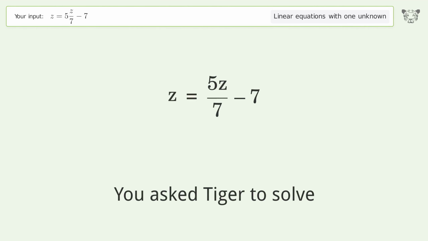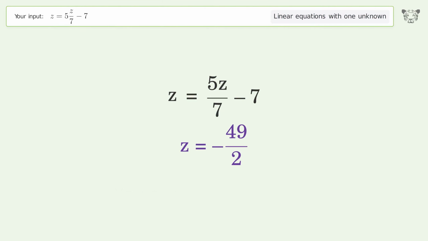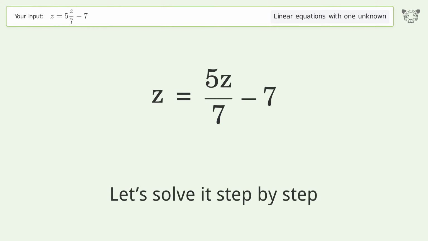You ask Tiger to solve. This deals with linear equations with one unknown. The final result is z equals -49/2. Let's solve it step by step.